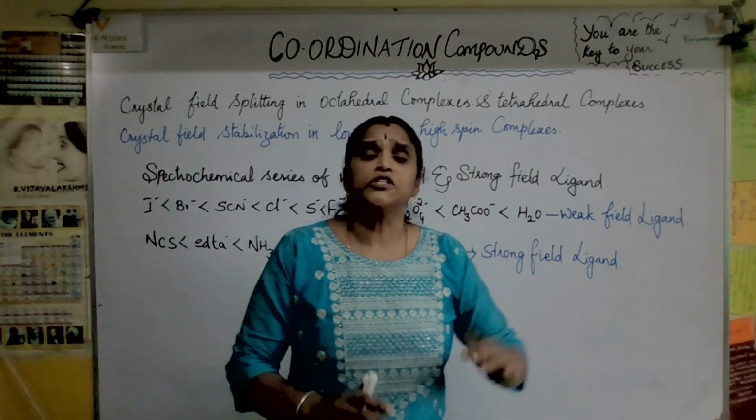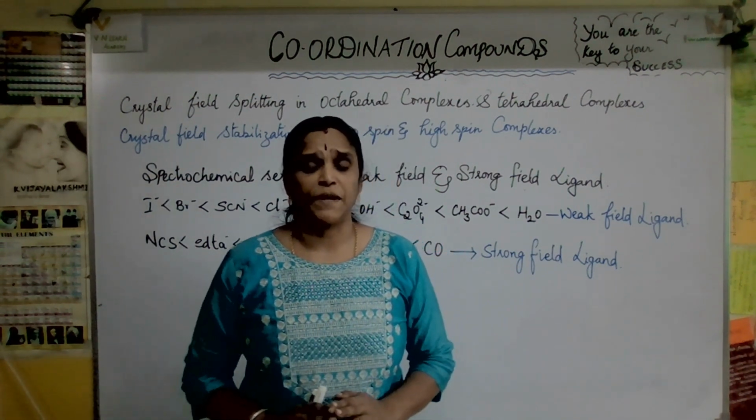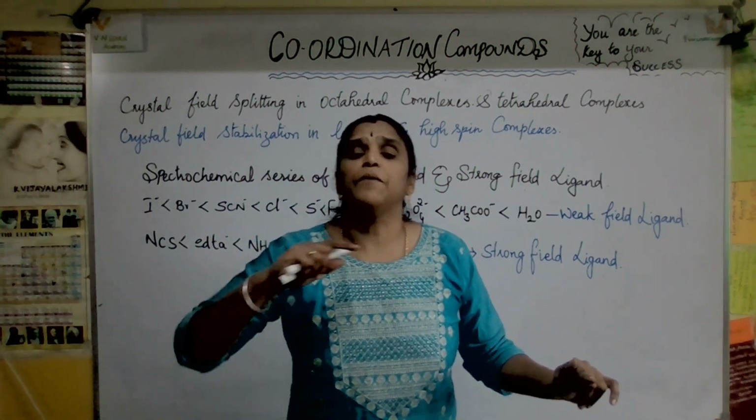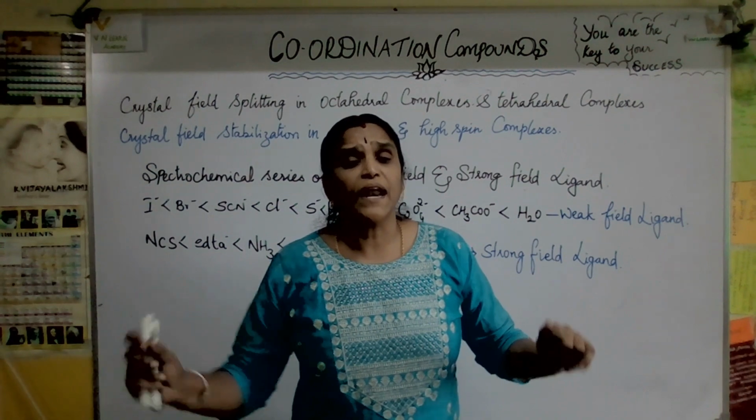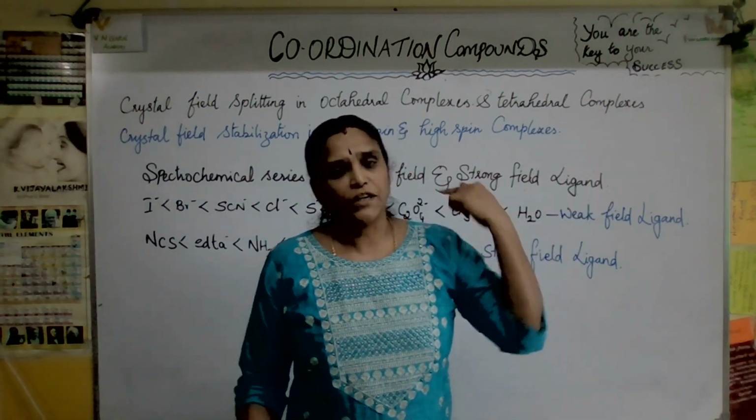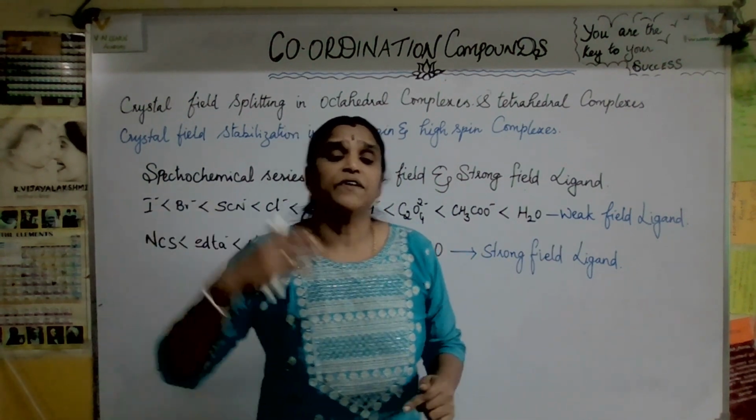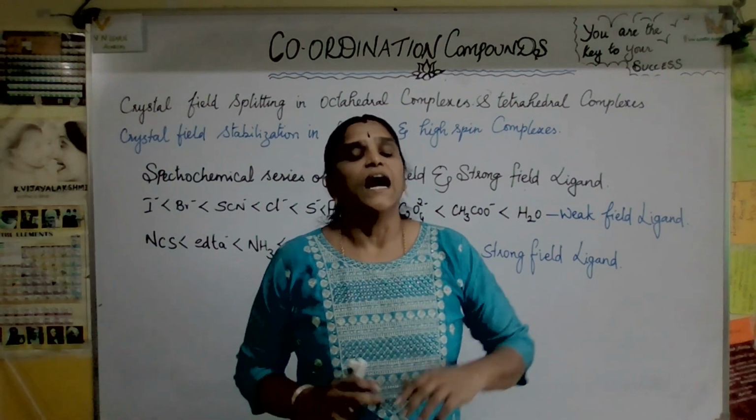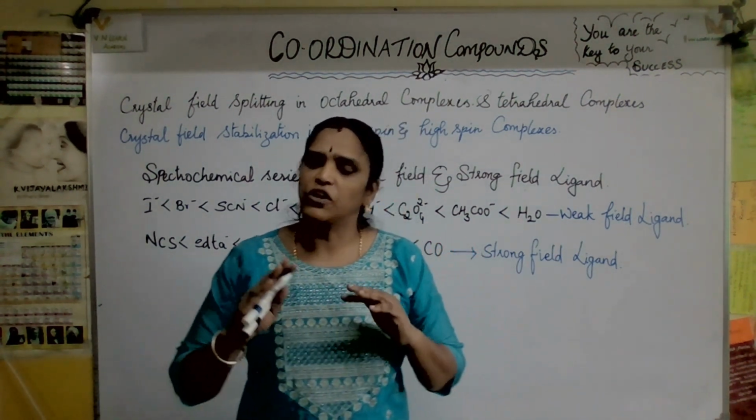Ligands are approaching the free metal ion, and the splitting takes place. The d orbitals split: dxy, dyz, dzx have lower energy, and dx square minus y square and dz square have higher energy. The lower energy set we call T2g, and the higher energy set we call Eg. And you have known the values also. Last video we went through that only.